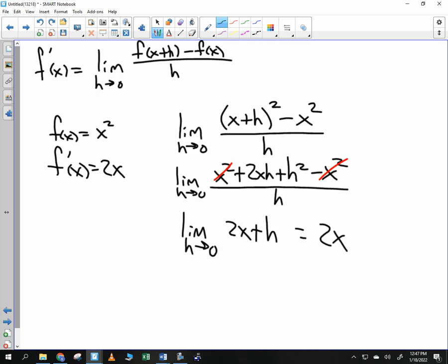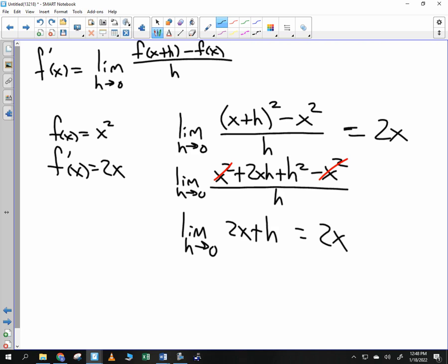Are you glad we don't have to do that all the time anymore? We did one of the easy ones, and you're like, oh my gosh, is it taking me forever? You know that this answer is 2x. You can look at this expression right here and see, oh, that's the function and it's going to give me the derivative.